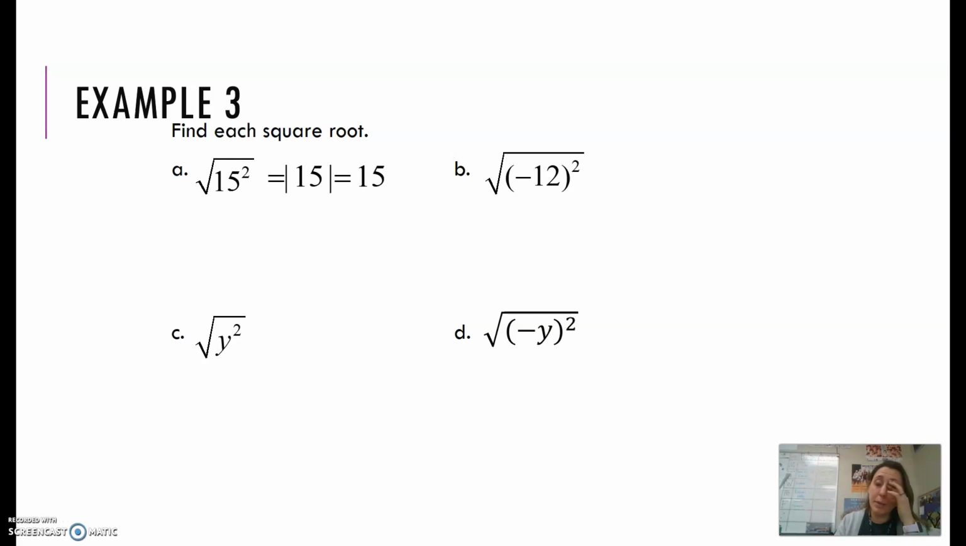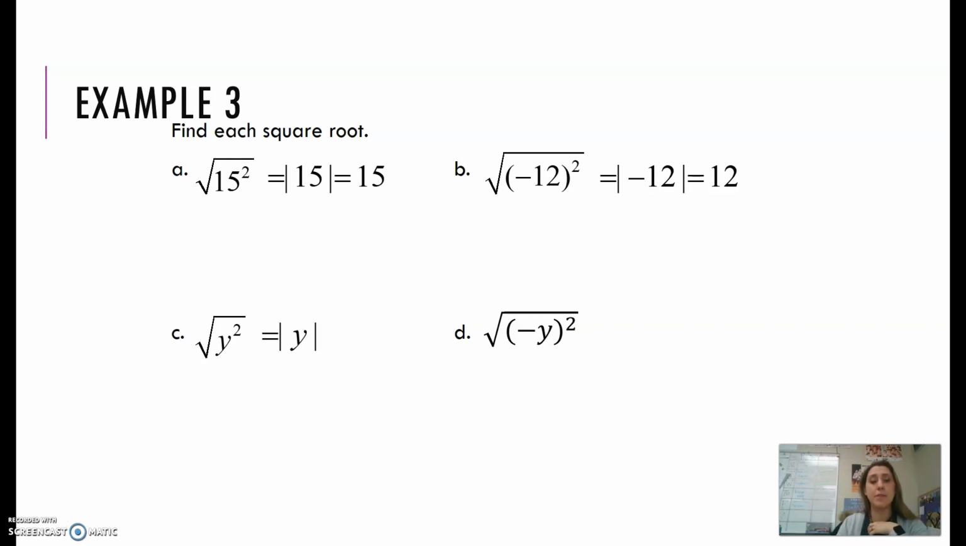Because if we look at b, what happens if we undo those? Well, we're left with negative 12, but that doesn't make sense because a negative times a negative is always a positive, and that's what that says. Negative 12 times negative 12 is a positive 144. So then we will just take the absolute value of negative 12 and make it equal to 12. So we still get the same number. Same is true for C.